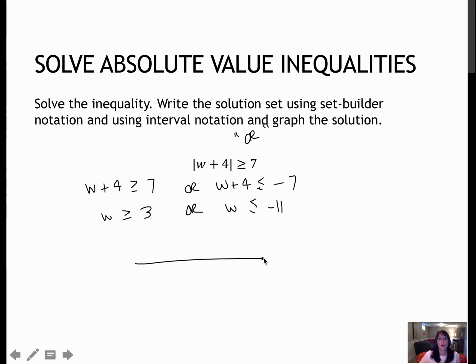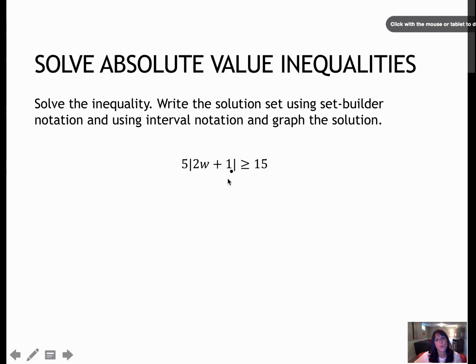On a graph, that tells me that from 3 it's closed, shaded to the right. At negative 11 it's closed, shaded to the left. So this is what my graph would look like. In interval notation, I would say from negative infinity to negative 11, union, 3 to infinity. And of course, set builder would just be all of the w's such that both of those things, this or this.